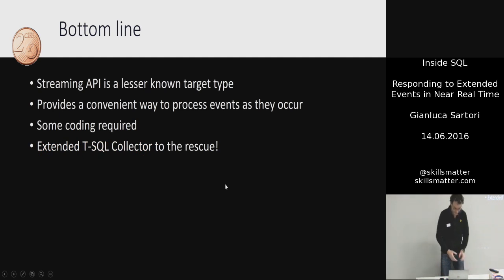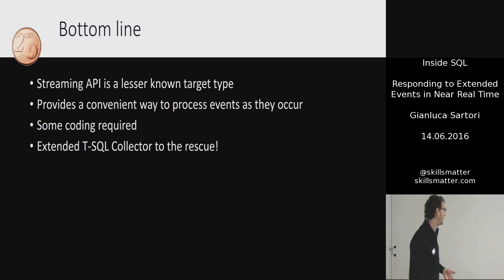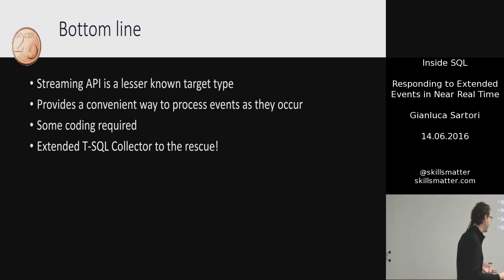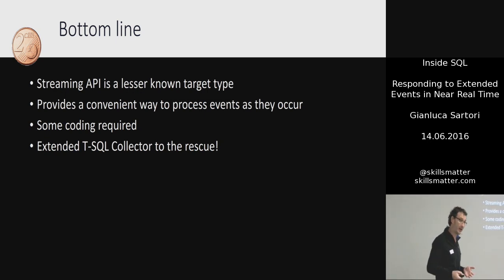Okay, so summing up, the streaming API is a lesser known target type. We could think of it like this: it provides a convenient way to process events as soon as they occur. You will have to do some coding. You don't have to learn C# because you also have PowerShell in your hands. If you don't want to write code at all, you could use the Extended T-SQL Collector that will do everything for you. You just have to provide some parameters to make it work, when your databases are not corrupt.